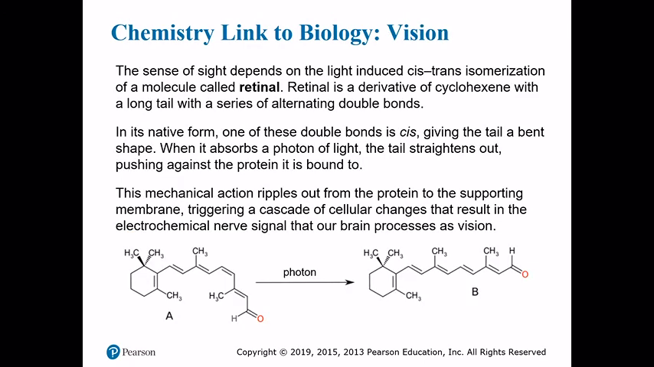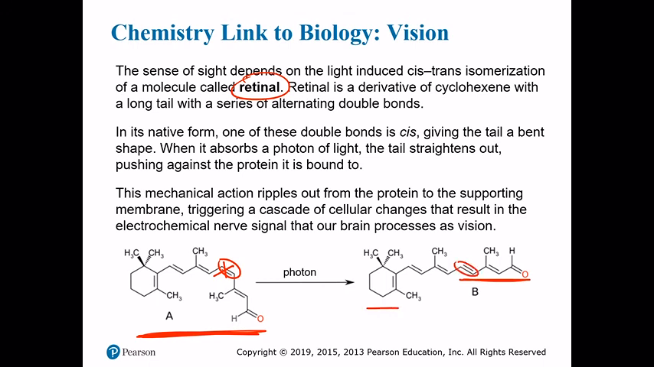Another example where this is important is in human vision. Our sense of sight depends on the light-induced cis-trans isomerization of a molecule called retinol. You can see here a structure of retinol in the cis configuration about this double bond in particular. This molecule is embedded in a protein that's part of a membrane of a cell that's in the retina of your eye. So when light hits this particular molecule, it can break this double bond and allow this arm to stretch out. The double bond can then reform into the trans configuration.